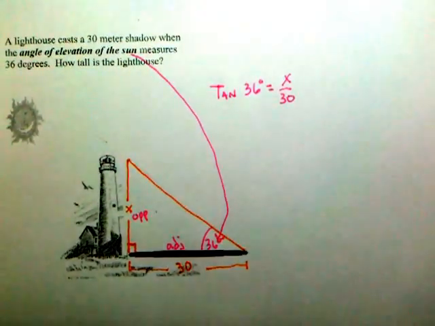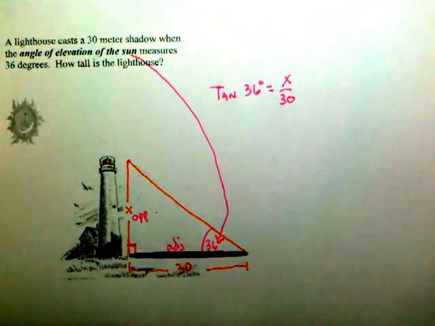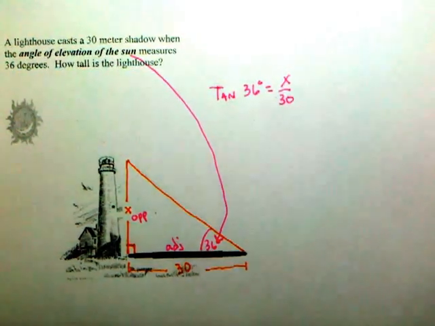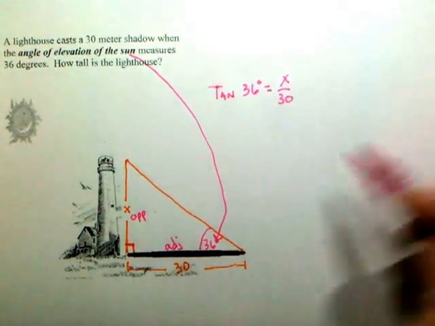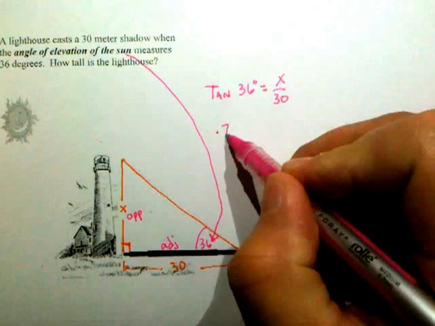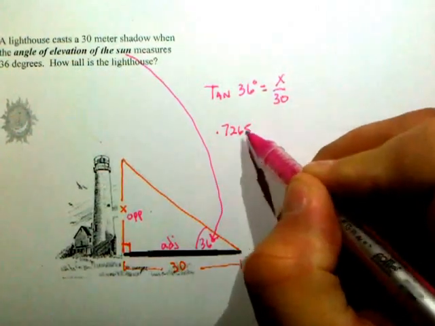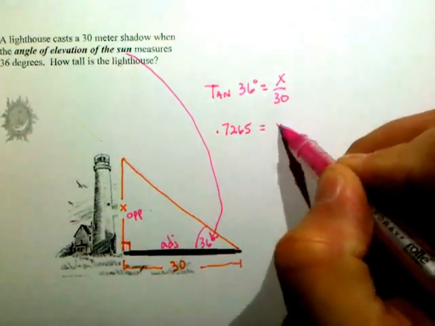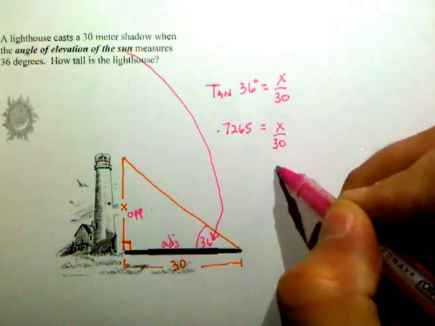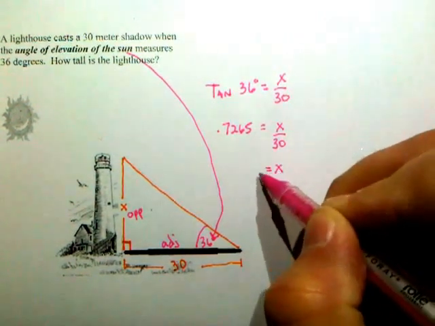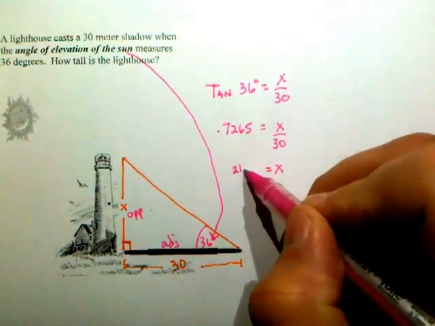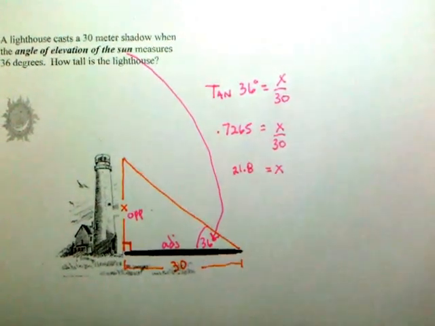So either in the trig table in your book or your calculator, we determine the tangent of 36 is 0.7265. Multiply both sides by 30, and we get approximately 21.8 meters.